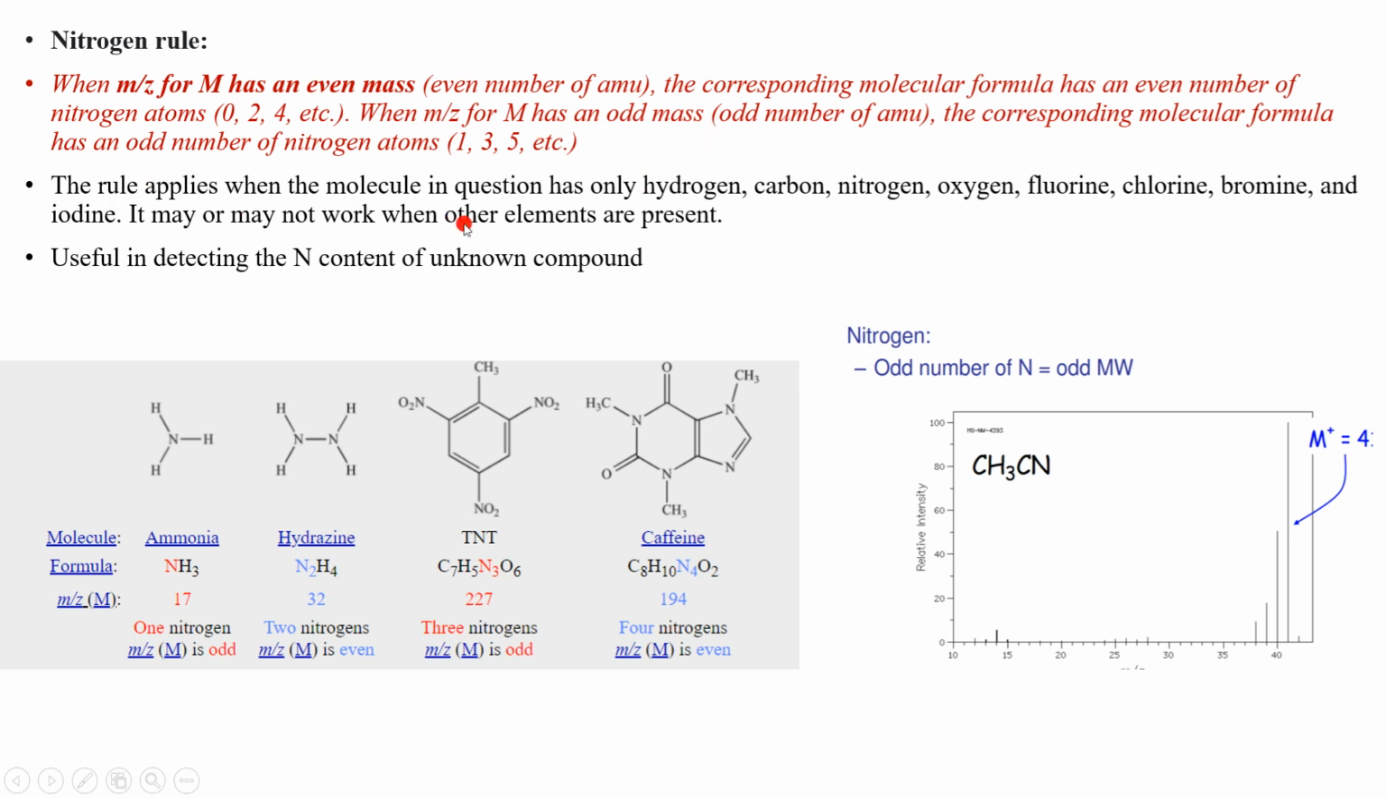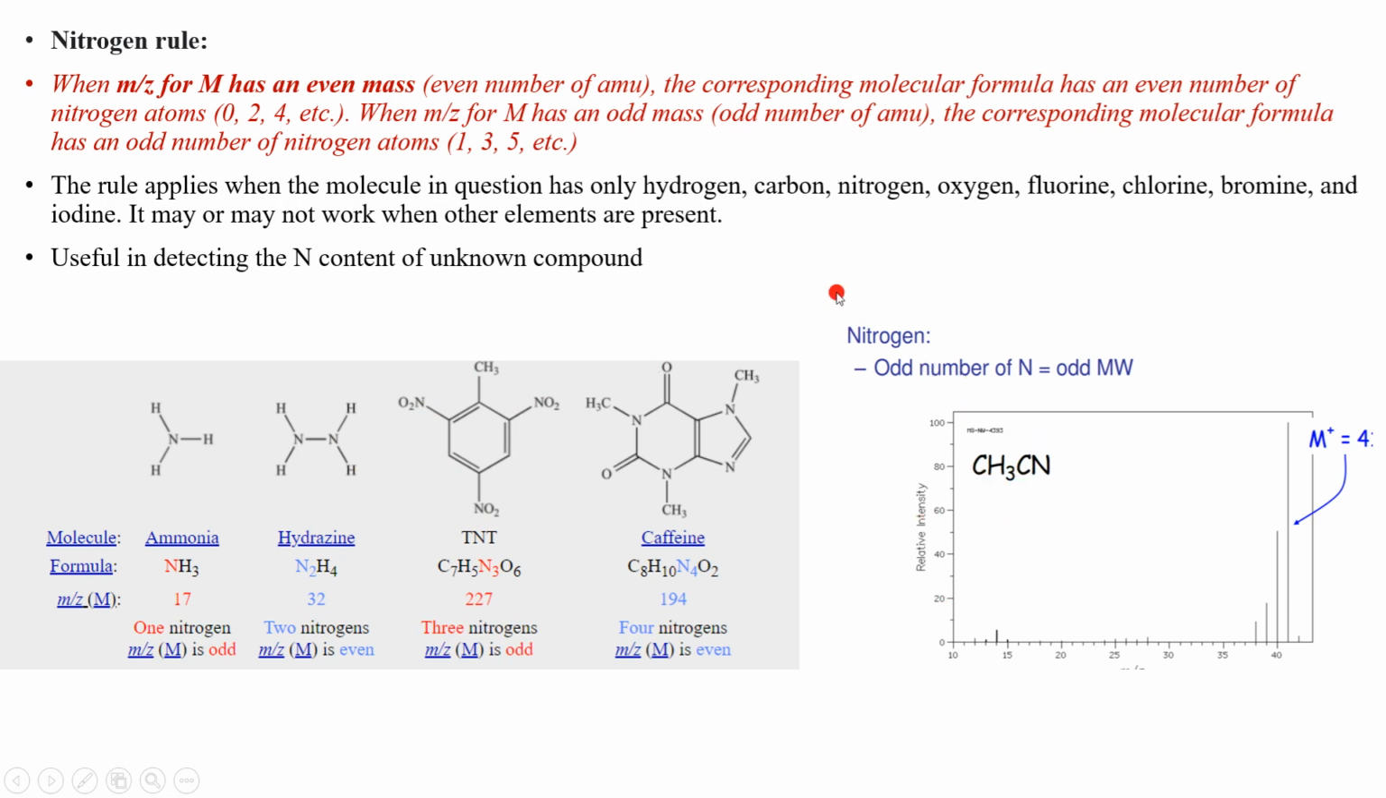Now for example, look at these structures over here. This has only one nitrogen. Look at the mass: its molecular mass is 17, which is odd. Here there are two nitrogens, an even number, so the molecular mass is 32, even. This has three nitrogens, an odd number of nitrogens, so the molecular mass is odd. So this is how you get it.